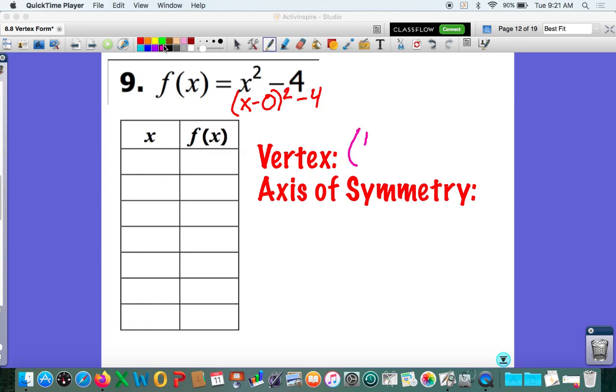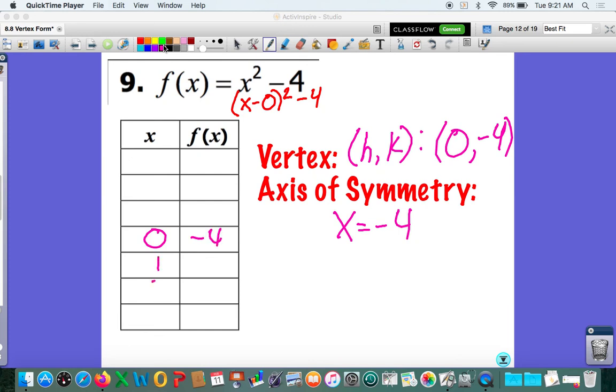My vertex, remember, is h, k. Well, what is the h value? It's 0 or negative 0. So 0 and then negative 4. My axis of symmetry, x equals 0. Let's plug in my table. 0, negative 4, 1, 2, 3, negative 1, negative 2, negative 3. And then your y values, you plug them in, you should get 5, 0, negative 3, negative 3, 0, and 5.